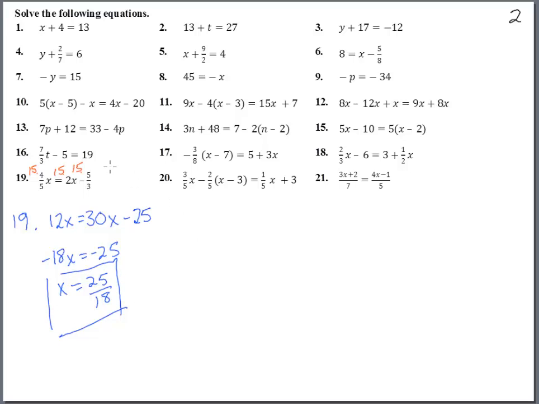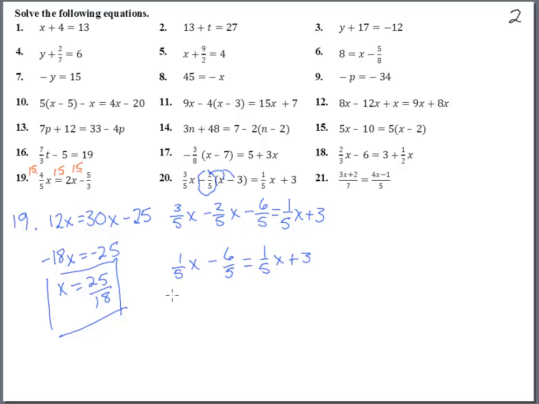Number 20. We're going to distribute this guy in, so we get 3/5 x minus 2/5 x minus 6/5 equals 1/5 x plus 3. These already have a common denominator, so let's just subtract those. 3/5 minus 2/5 is 1/5 x minus 6/5. That is equal to 1/5 x plus 3.